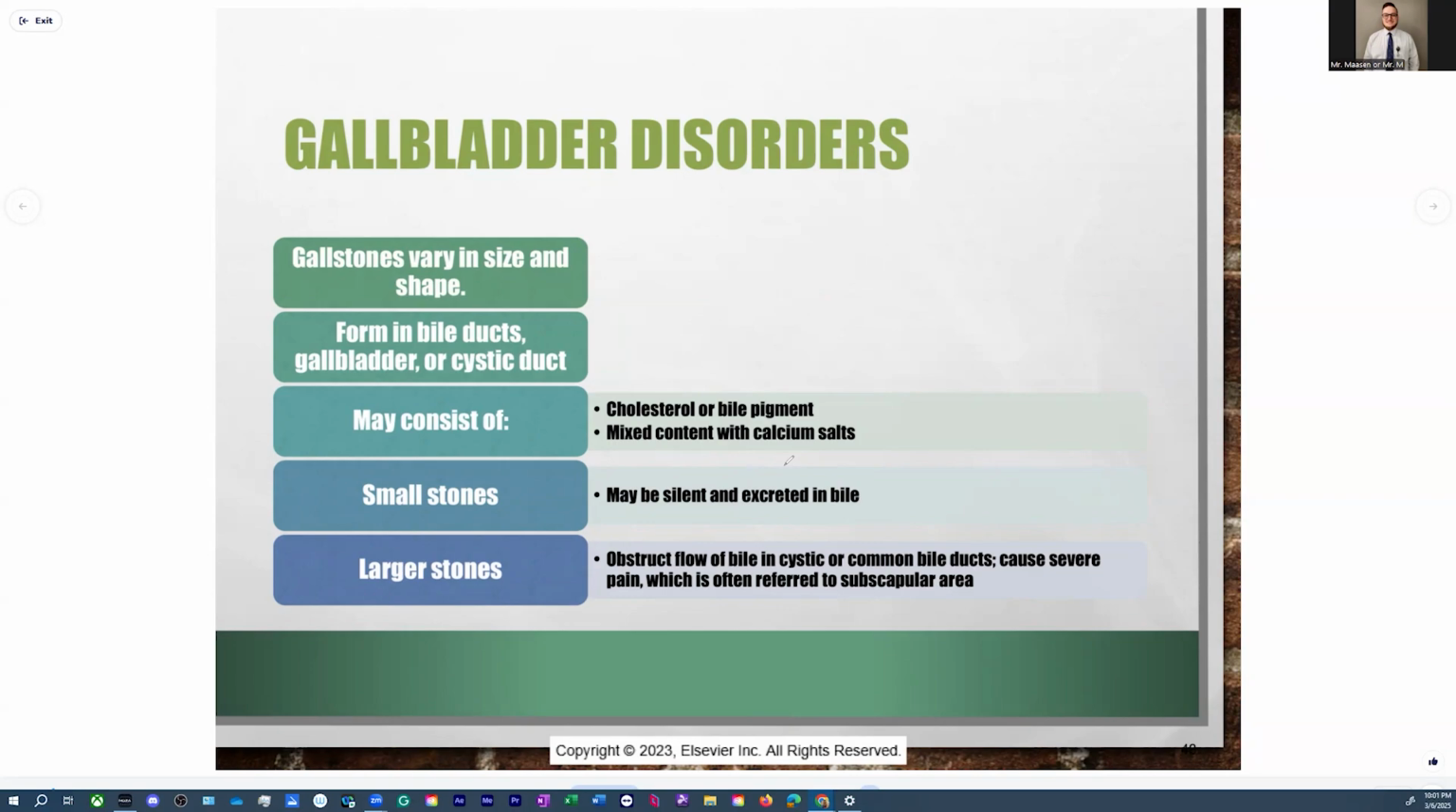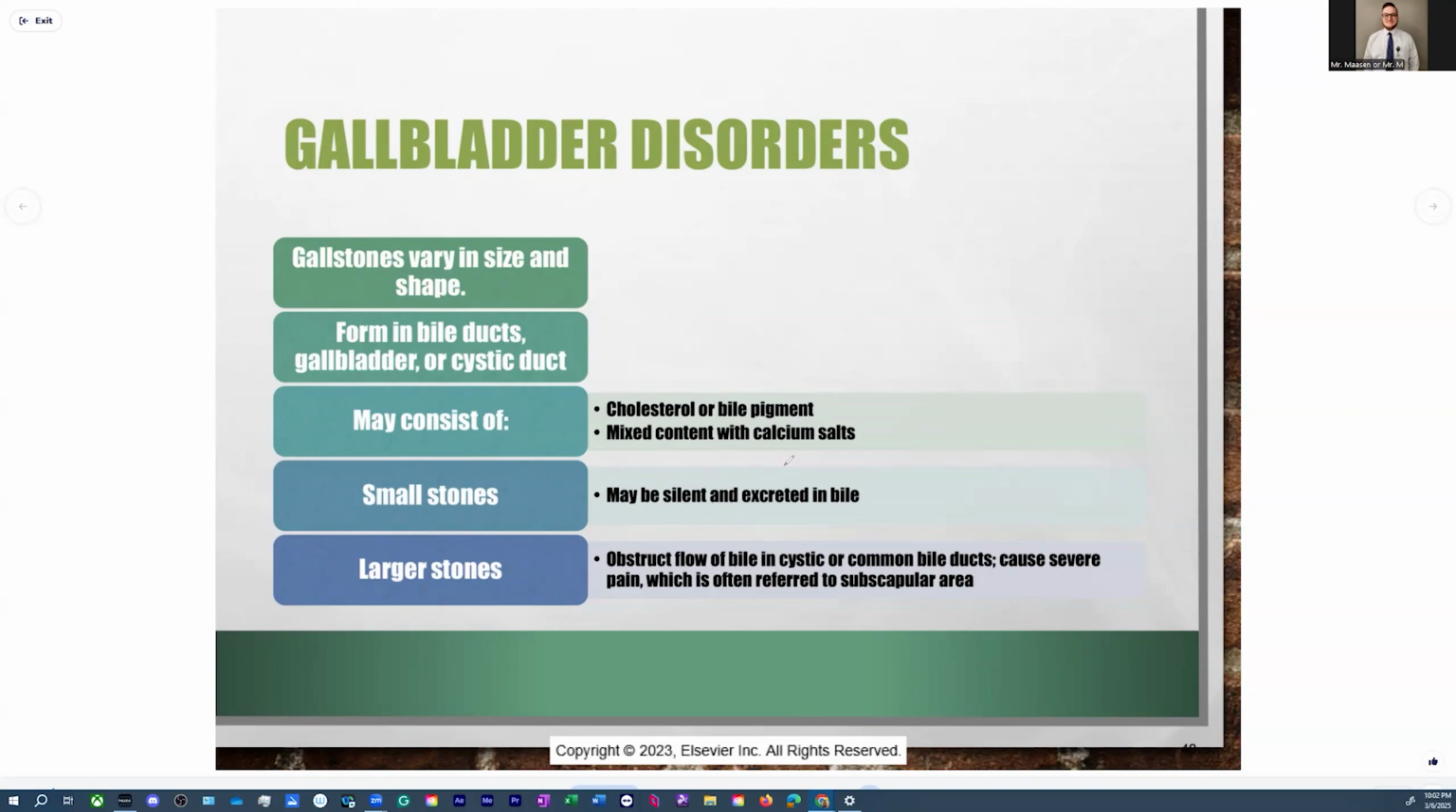They typically form in the bile ducts of the gallbladder or the cystic duct. The gallbladder has a cystic duct that leads to it, and it meets up with ducts that come from the liver. The liver is always making bile. It's just that sometimes some of that bile will stop and hang out in the gallbladder while the liver still makes bile. So it's a storage repository of bile, and it makes it more concentrated.